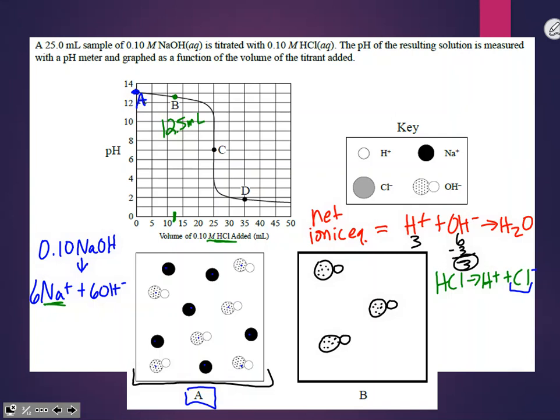All right, my question to you is, we had 6 of the sodium to begin with. Does anything happen to the sodium? Do they react with anything? Do they do anything? That would be a no. So they are still hanging around, all 6 of them. They have not done anything. They're still in solution, still here in their ion form. So we would need to draw in our 6 sodiums, like so.